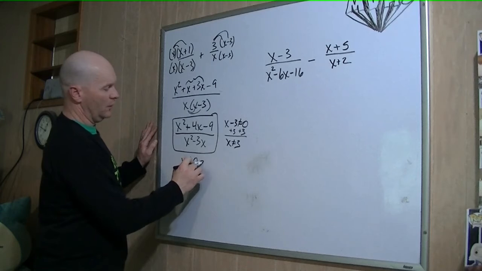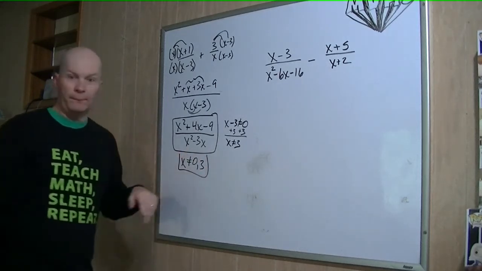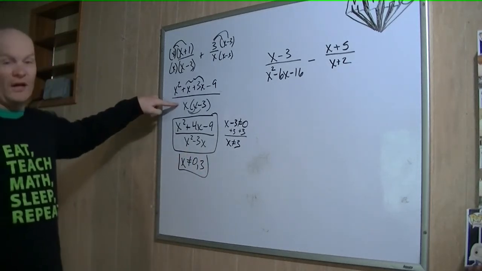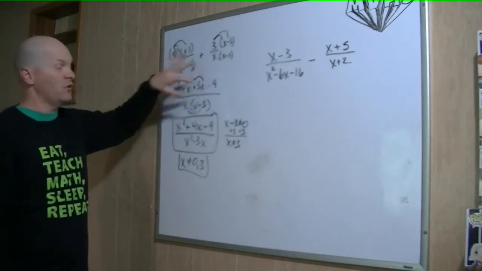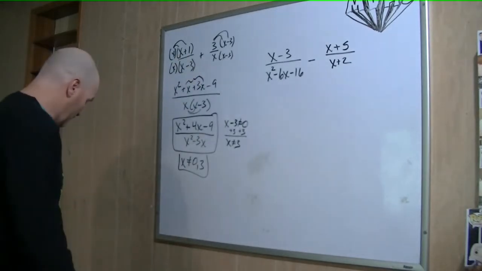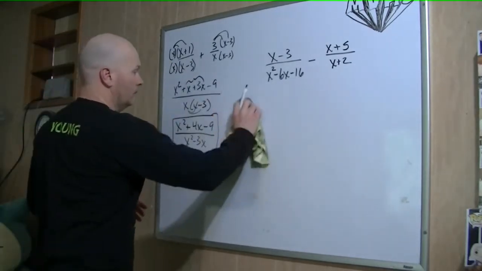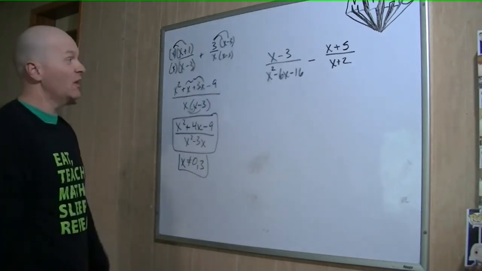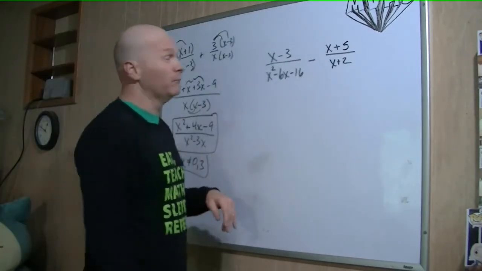Okay, so that's our other excluded value right there. When you're looking for excluded values, do it in the spot where it's already factored. It'll be a lot easier for you. Okay, hopefully that makes sense. Let's try one more here.